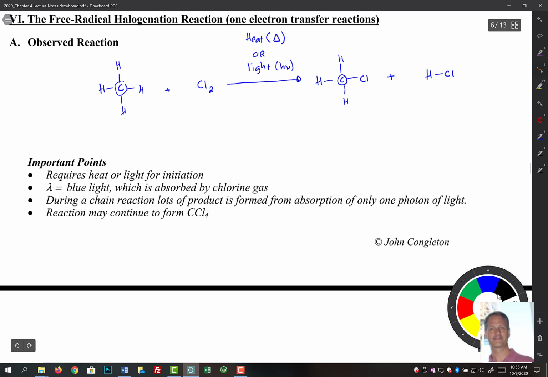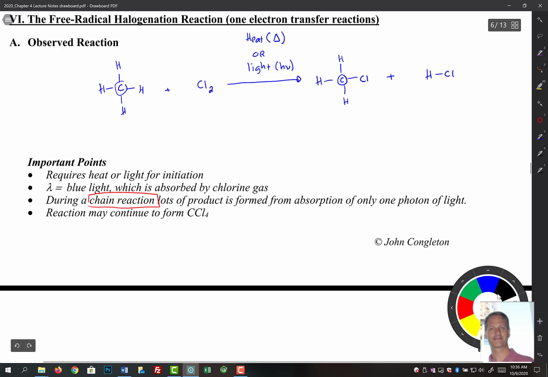So a couple of important points as we look at this and before we get into the individual mechanistic steps. Number one, this requires heat or light for initiation. That means the reaction won't start unless you initiate it. The other thing is that the wavelength of light is typically blue light, and that's absorbed by the chlorine gas. So something's happening in this reaction where chlorine needs to have a homolytic bond breaking before this reaction occurs. And the other thing here, this is important too, is that this is a chain reaction.